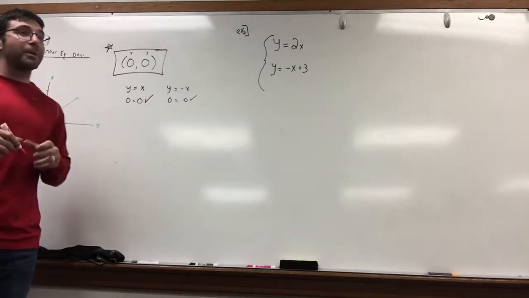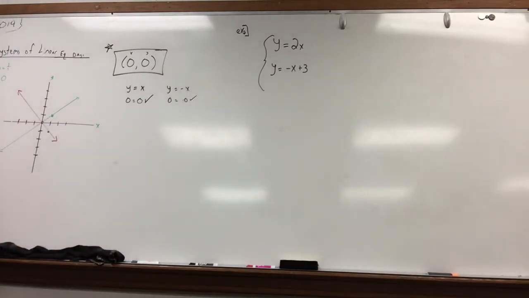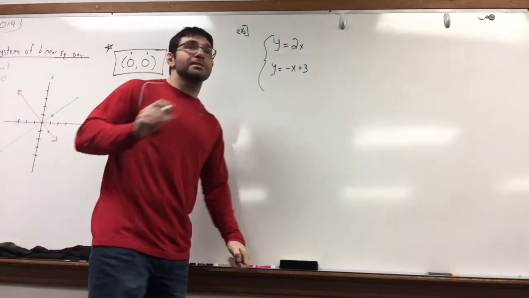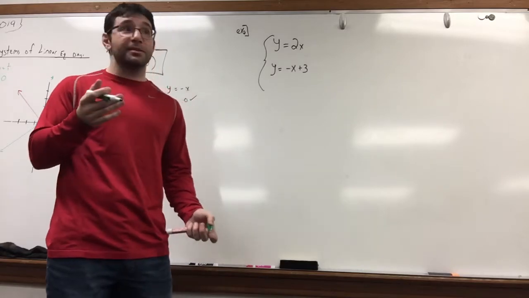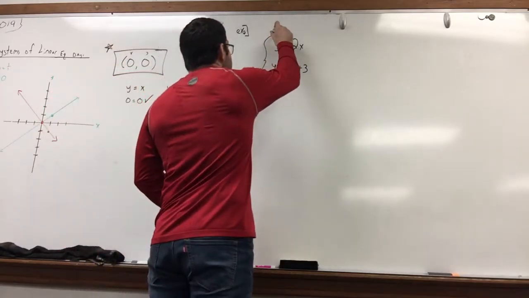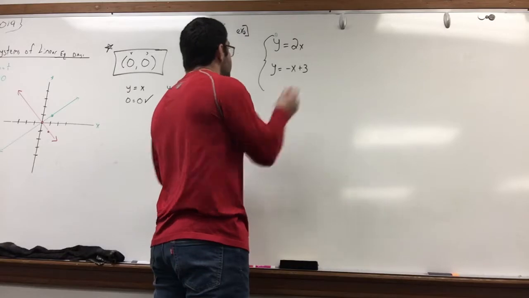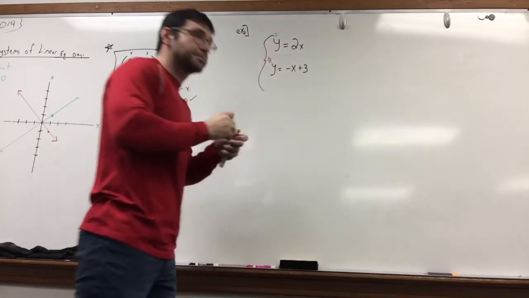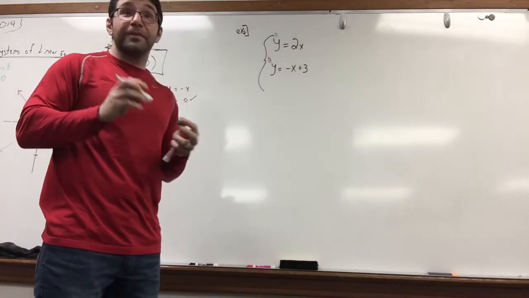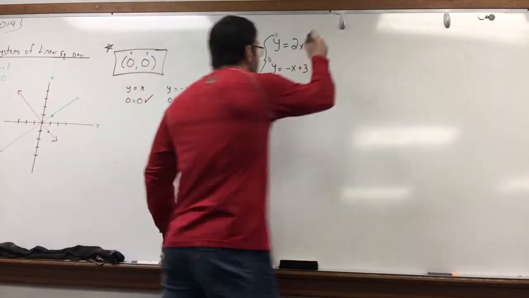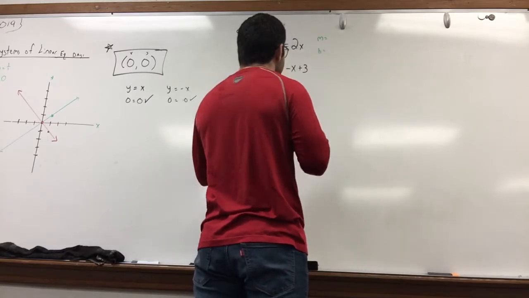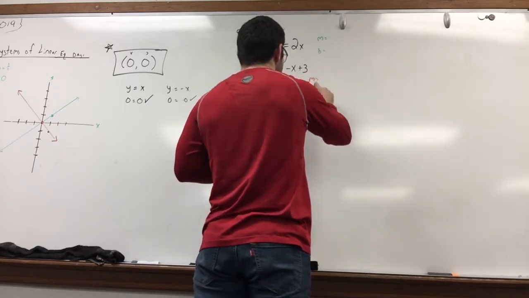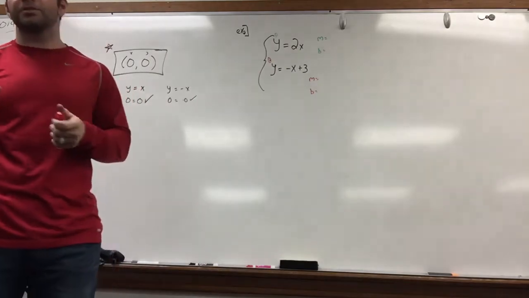Okay. How many equations do I have? 2. Are they in slope-intercept form? If they're in slope-intercept form, the easiest way to do a system is to graph it. This is equation 1 in green. This is equation 2 in red. Well, graphing rules stay the same. M equals, B equals. I still want you to know the slope. I still want you to know the y-intercept.